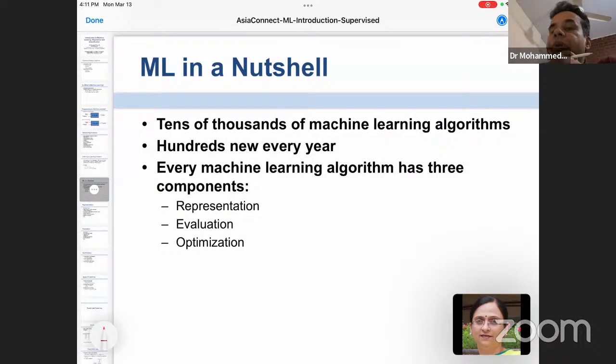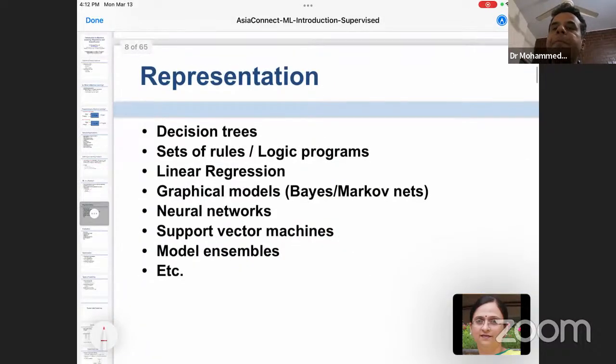In machine learning, there are thousands of algorithms you can see every day, and hundreds of new ones every year. I think nowadays it's hundreds new every month. Every machine learning algorithm, current, past or future, has three main components: representation, evaluation, and optimization. So what is representation?